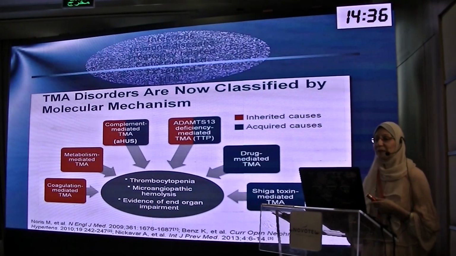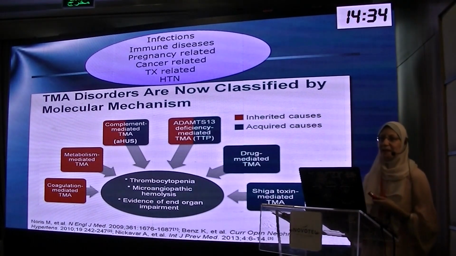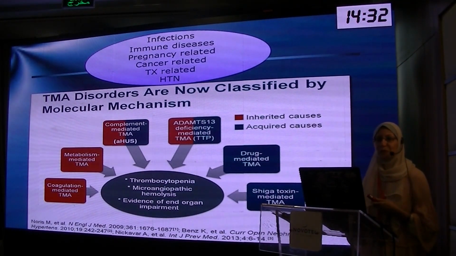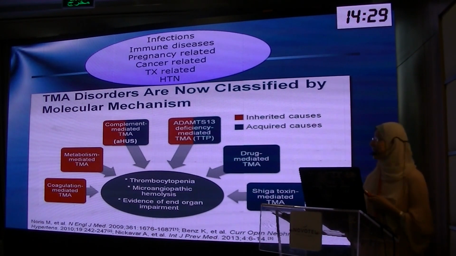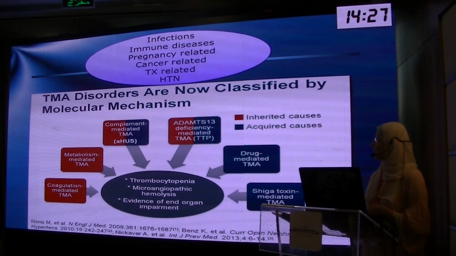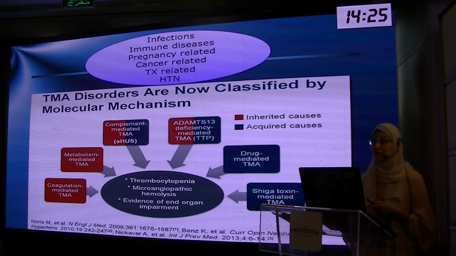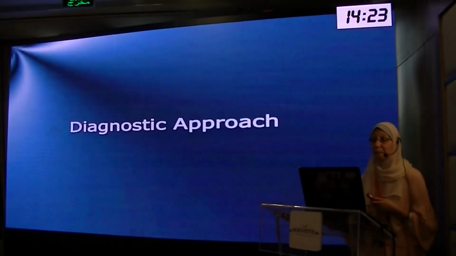And to make things more complicated, we have secondary causes that themselves can produce thrombocytopenia and microangiopathic hemolytic anemia, and they can trigger the activation of complement-mediated and ADAMTS13-mediated TMA. So it's very important to know what you're dealing with.